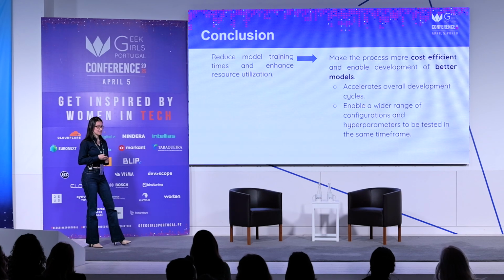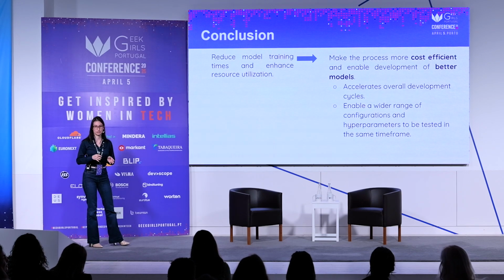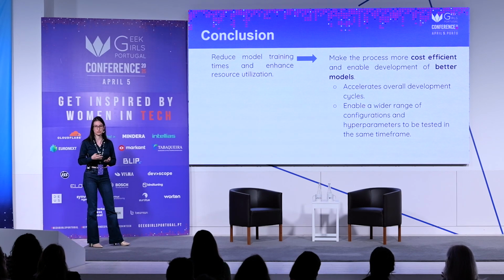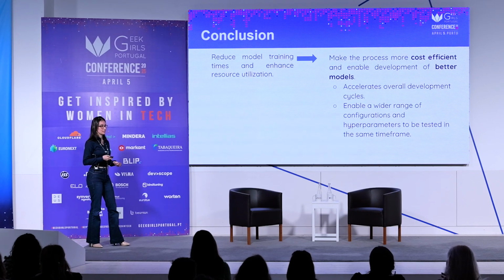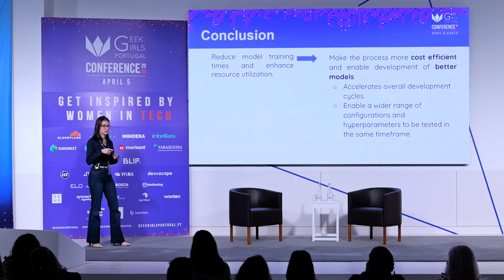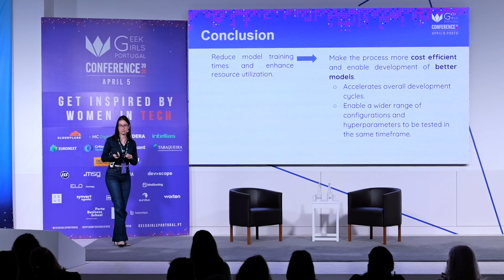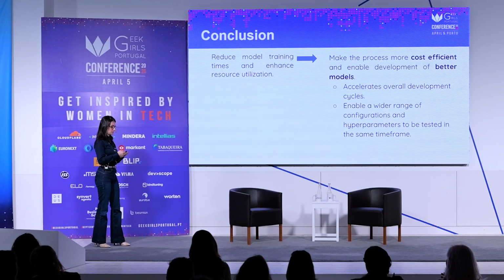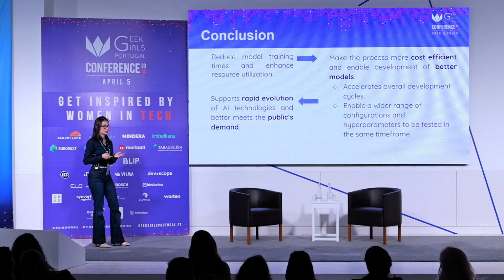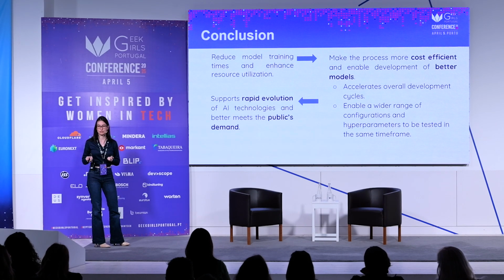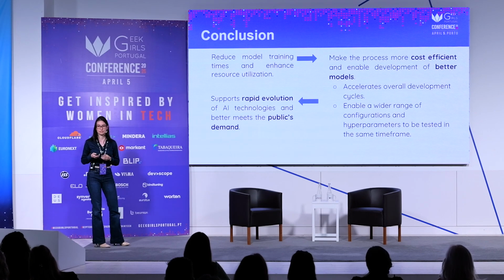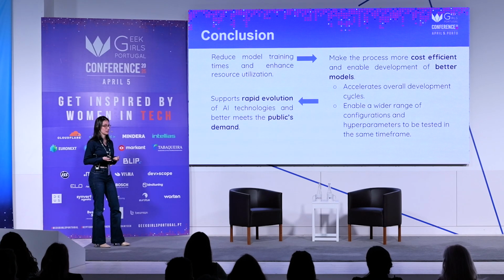Another benefit is if you're spending less time training with a specific configuration and hyperparameters, then you can train more times. And by training different configurations and hyperparameters, you are able to find better models at the end. So this enables us to support the rapid evolution that we are having right now in AI and keep up with the current public's demand.